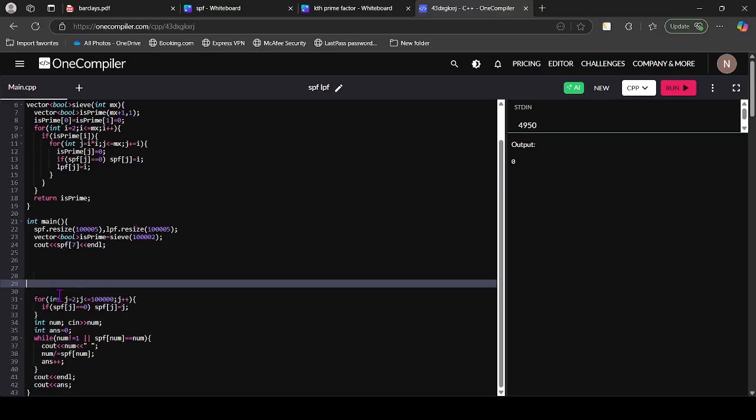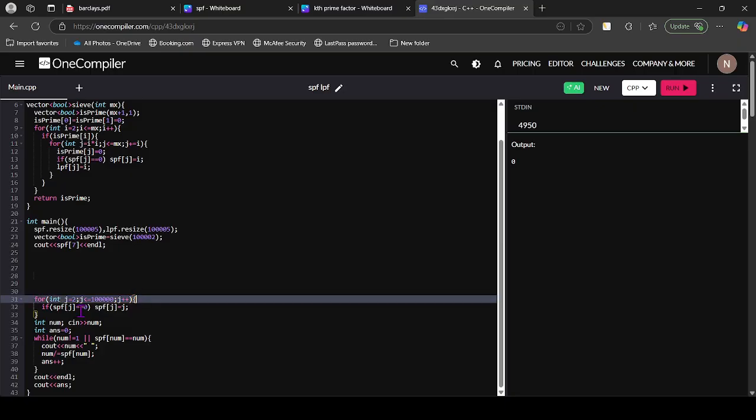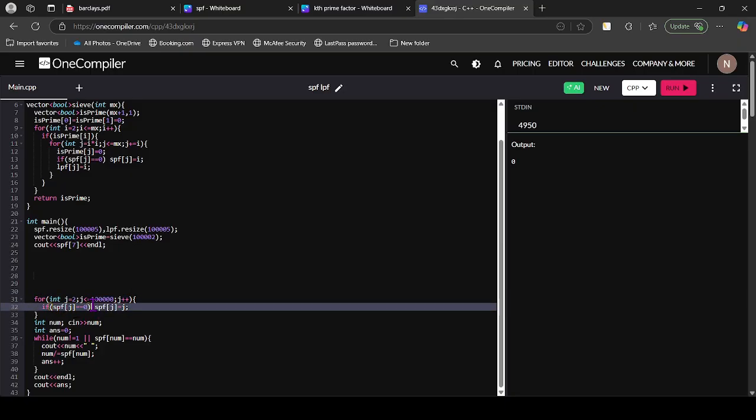and we can traverse all the numbers up to the maximum limit. And if we find SPF of j equal to 0, which means that it is a prime, we can replace it by j because it is the only divisor and it is the smallest prime factor so far. So SPF of j is equal to j.